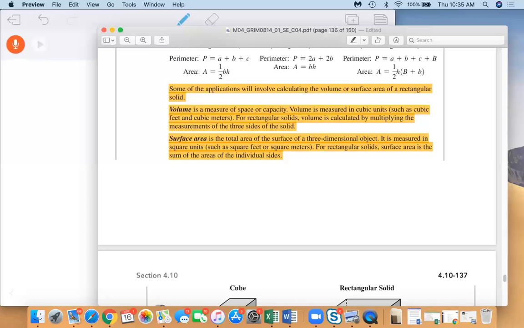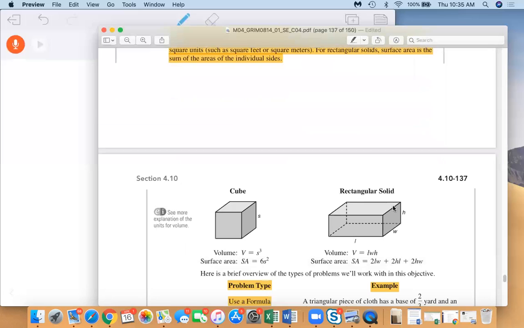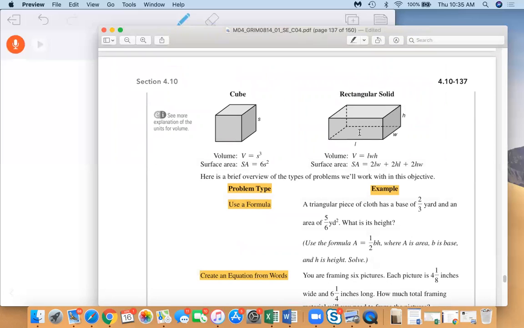So let's just look at some pictures. I think that'll help. So here on the left, we have the cube. Here on the right, we have a rectangular solid.